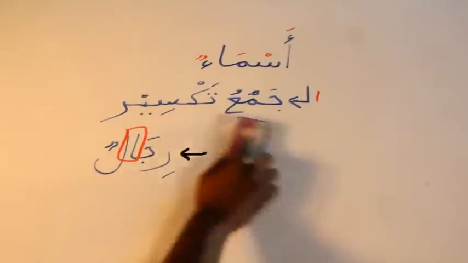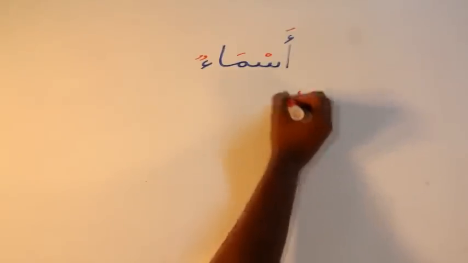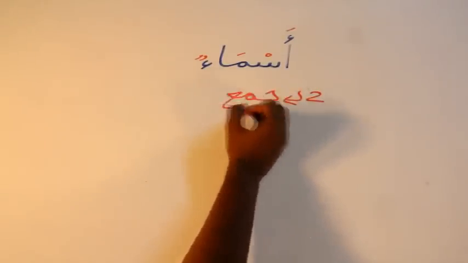So the next type, we'll go with number 2 now. I hope that's clear. Number 2 is what? Jam'u Mudhakkar Salim.